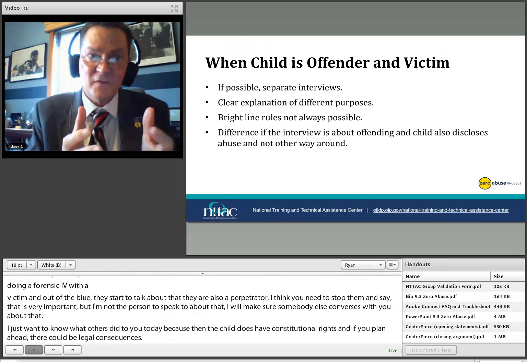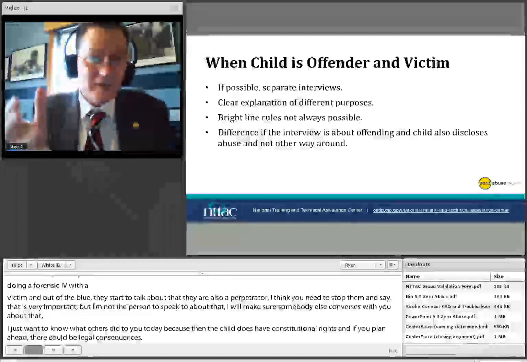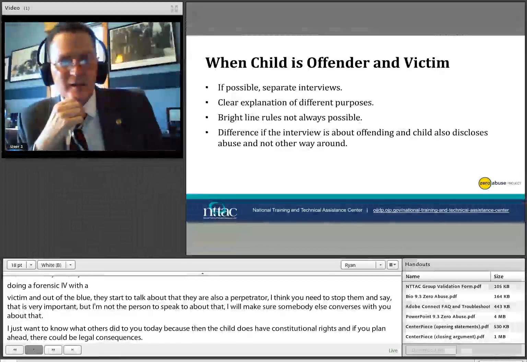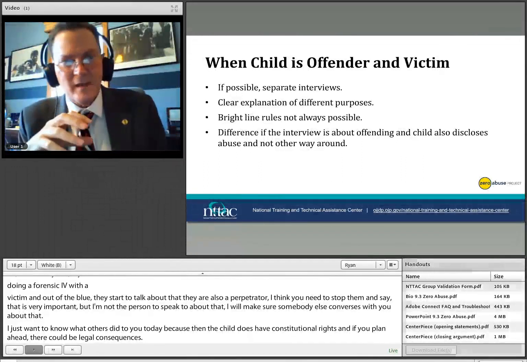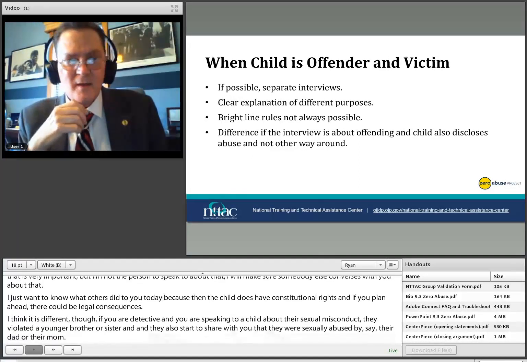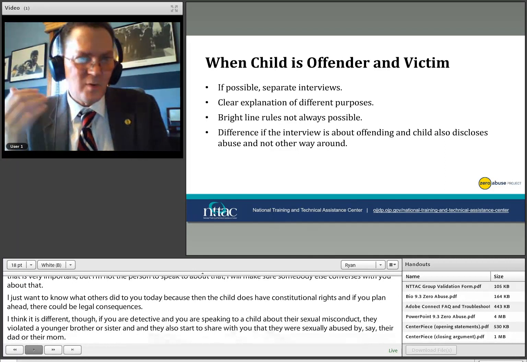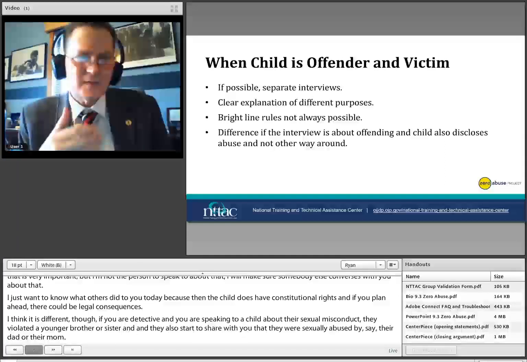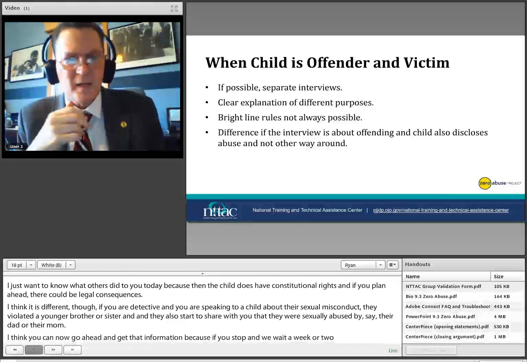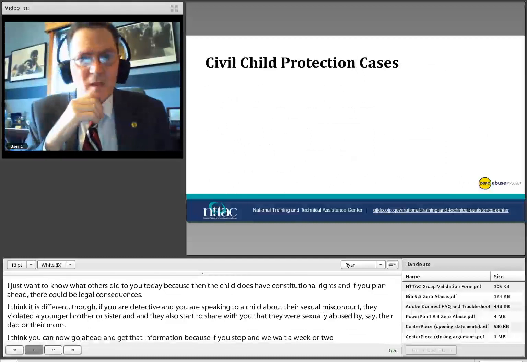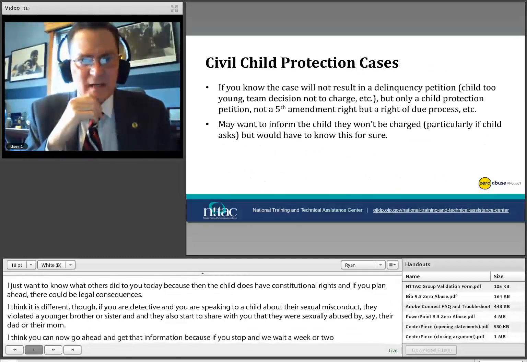Having said that, a bright line is not always possible. So I would say this. If you're doing a forensic interview with a victim, and out of the blue they start to talk about how they are also a perpetrator, I think you need to stop them and say, that's very important, but I'm not the person to speak to about that. I'll make sure somebody else converses with you about that. I just want to know what others did to you today, because that child does have constitutional rights, and if you plow ahead, there could be legal consequences.